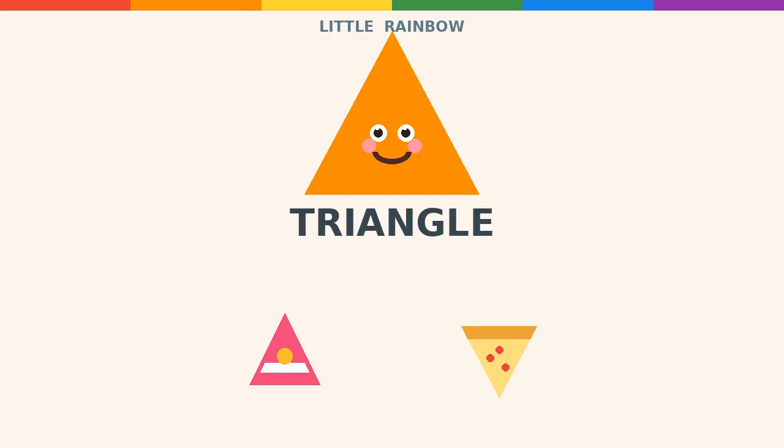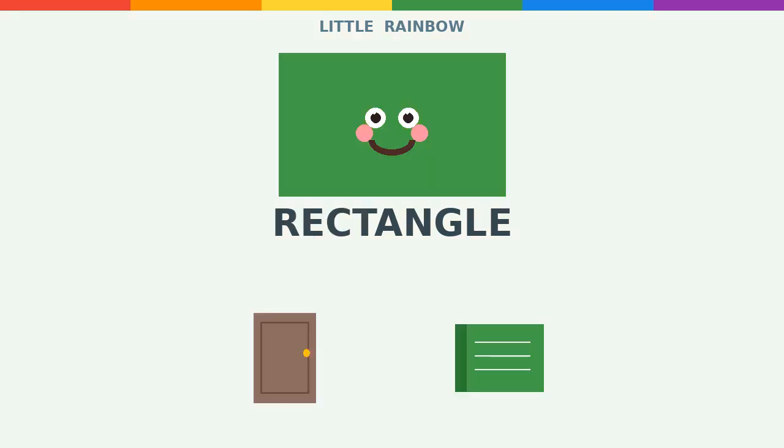This is a triangle. A triangle has 3 sides and 3 corners. Look at a party hat and a slice of pizza. They are all triangles. Can you say triangle? Triangle.